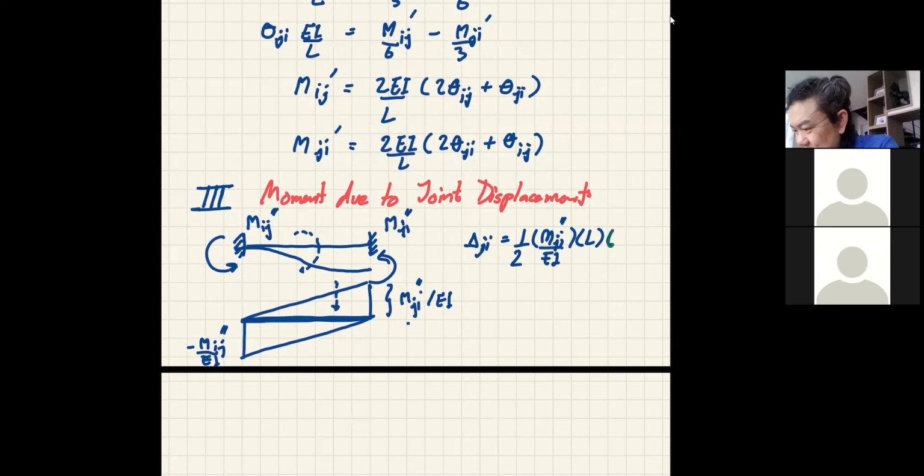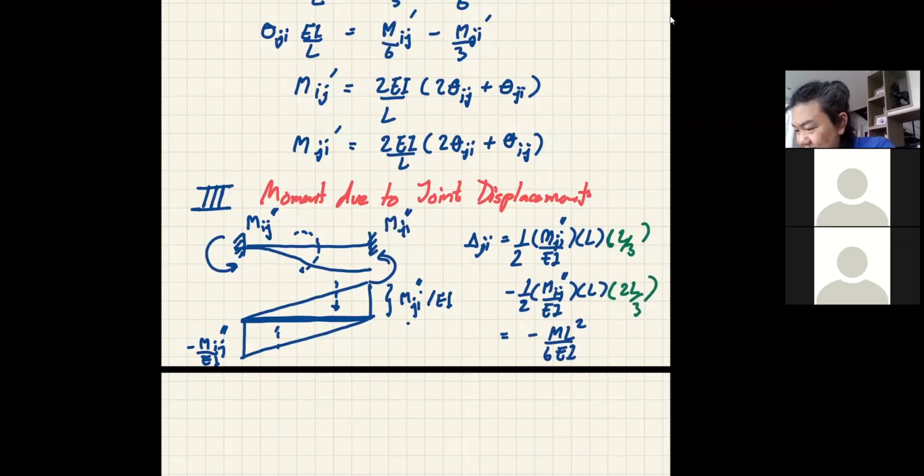Yeah, let's use the green one. L over 3, minus another moment from that piece, a half of Mij double prime over EI multiplied by L, but this time the moment arm is 2/3 of L. Okay, and in fact, because both moments have to be the same, this turns out to be minus ML squared over 6 EI.